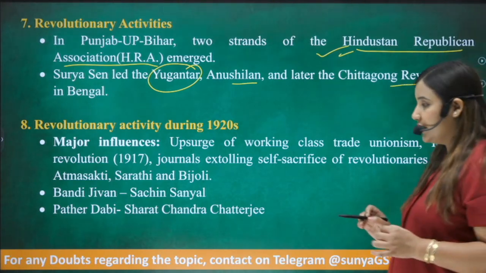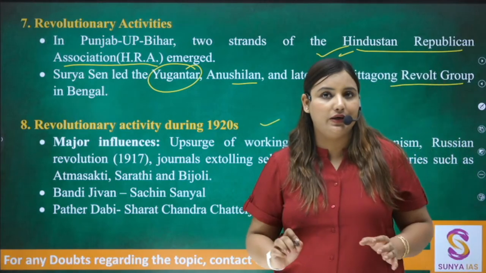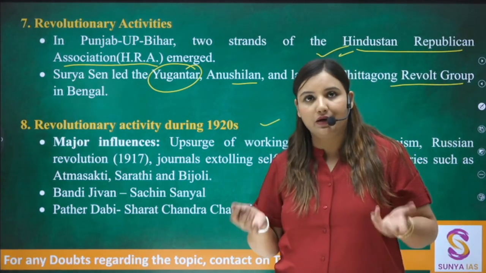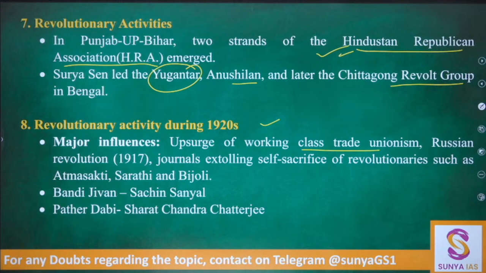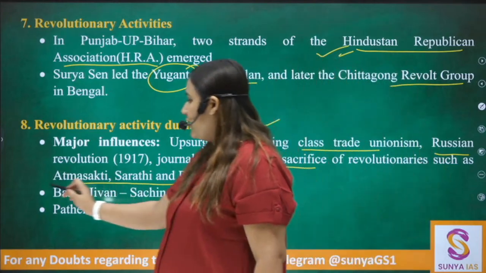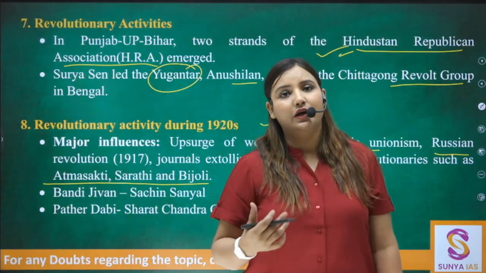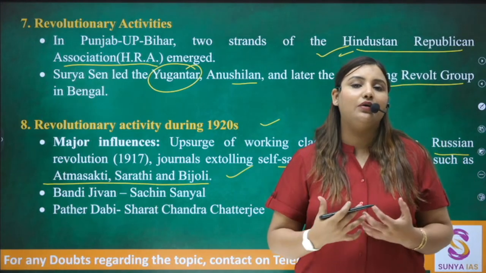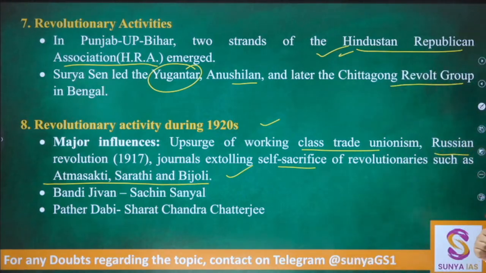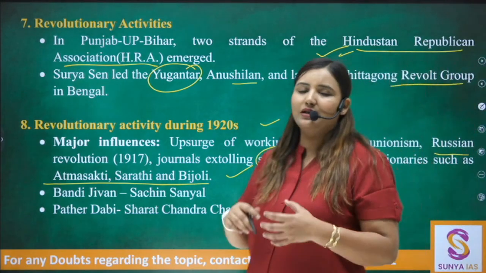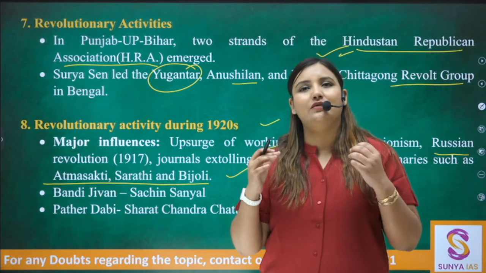Revolutionary activities were very, very high in the 1920s because Gandhiji participated in non-cooperation and then he withdrew. So major influences were the upsurge of working class trade unionism, the Russian Revolution of 1917, and journals extolling the self-sacrifice of revolutionaries such as Atma Shakti, Sarathi, Bijoli. In these journals, what did they used to do? They used to write very nicely about the brave leaders. Whenever they saw that any self-sacrifice was happening, they used to discuss it a lot and make the person very famous, like a hero.